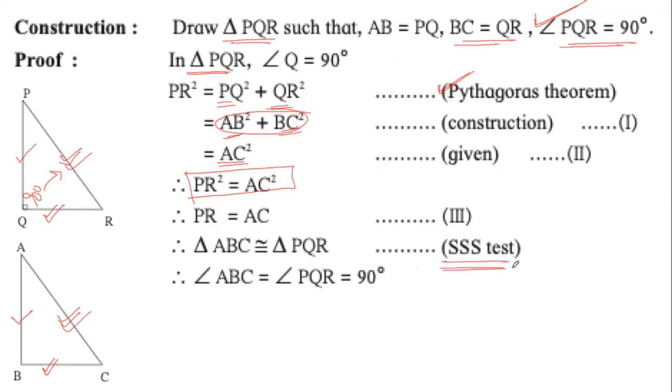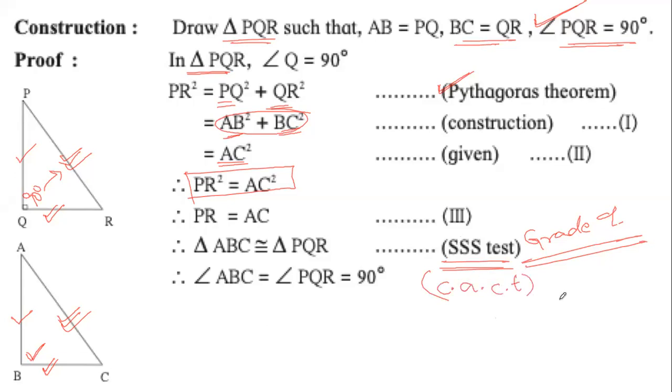So by SSS test, now where did this come from? Class 9. Now we have two triangles ABC and PQR in which the sides are congruent. So we can say that the triangles are congruent by SSS test. And because the triangles are congruent, we can say the corresponding angles are congruent. The corresponding angles will be angle B and angle Q. So the reason is corresponding angles of congruent triangles.